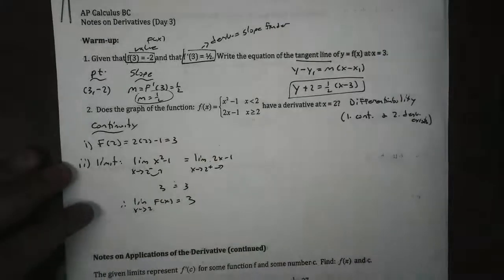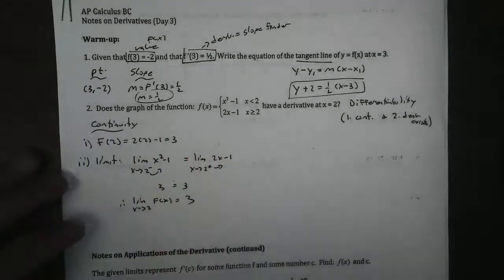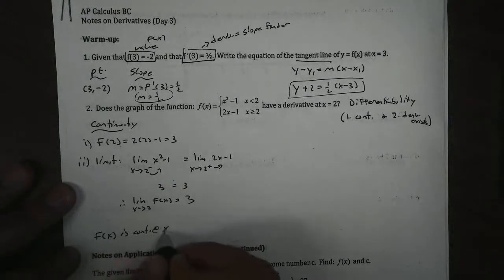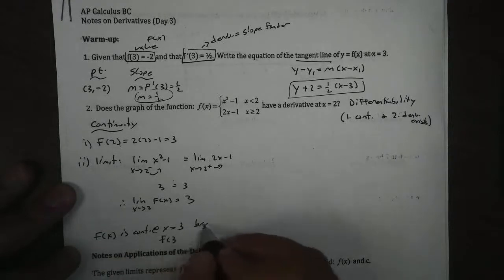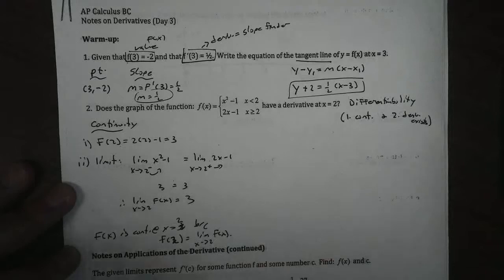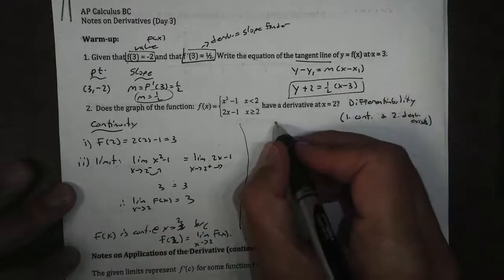Now remember, I already knew what the answer was. I could do that in my head. We're just justifying it because that's what we need in order to show our work. So we can now say that the function is continuous at x equals 2, because the value at 2 is equal to the limit as x approaches 2 of our function. Now the next part is a little bit more tricky, differentiability.